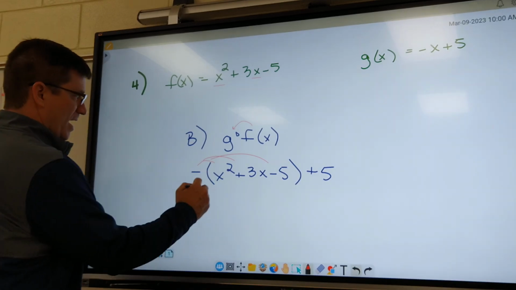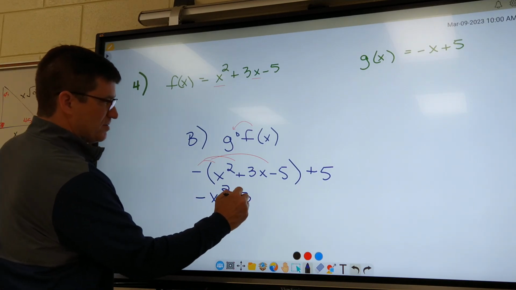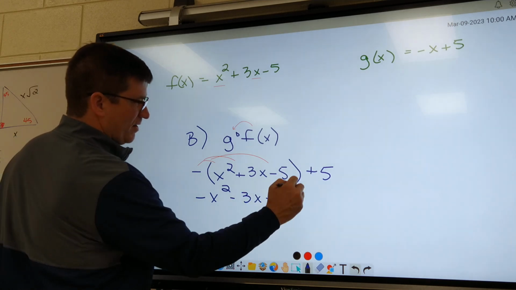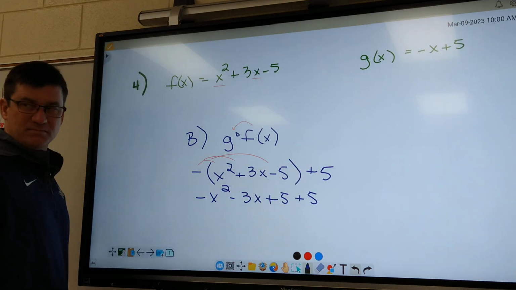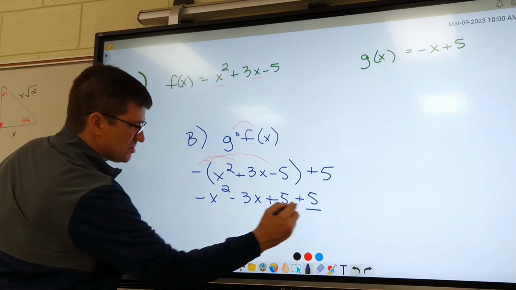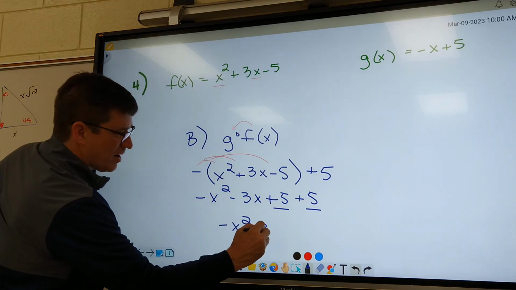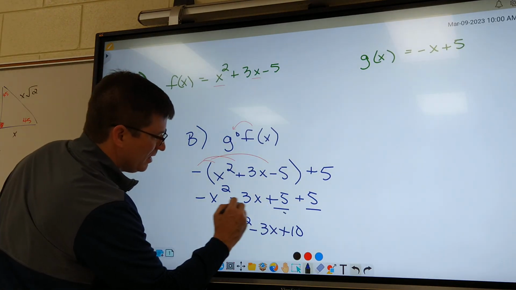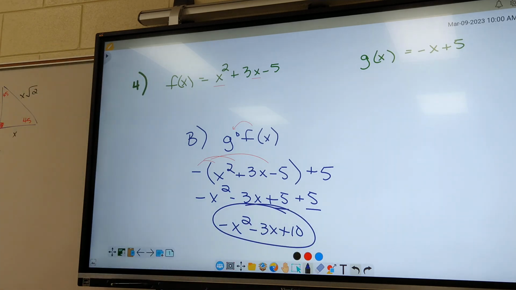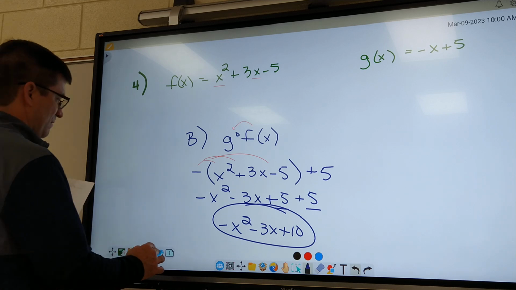All right, let's see. I got -x squared minus 3x plus 5, and I still got a plus 5 behind it. Like terms, -x squared minus 3x plus 10. You want us to keep it like that? Yeah, let's keep it like that. You don't have to do quadratic formula. Doesn't tell you to solve. All right, I can go to 5.